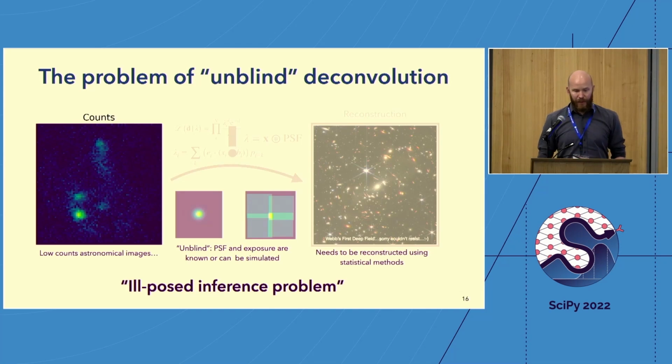This is typically called an ill-posed inference problem. Ill-posed means in this case that the solution doesn't necessarily have to be unique, and typically also is not necessarily continuous in the solution space.